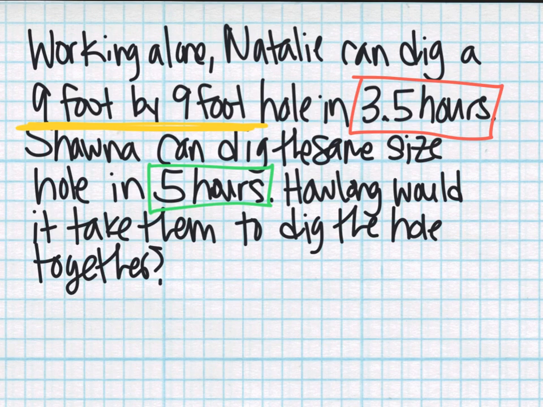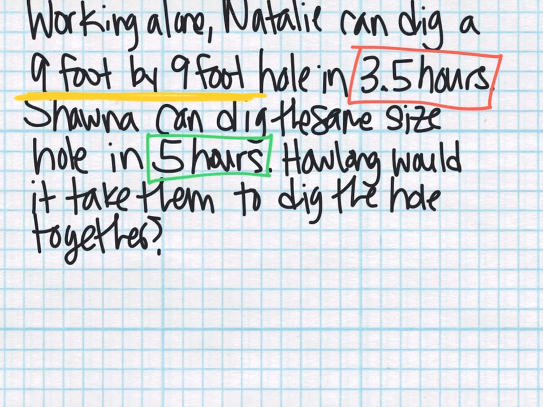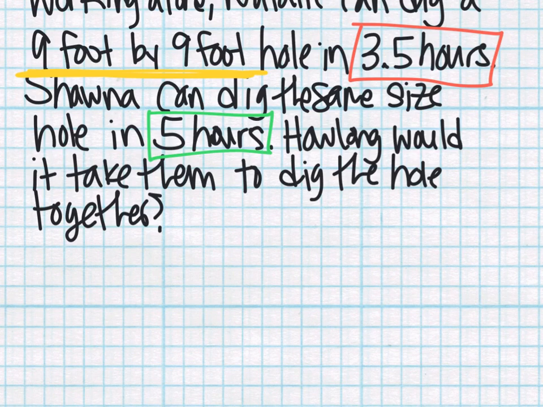So we can do similarly to what we did in the first example. I can say, how much of the hole do they dig in 1 hour? So I can say 1 over 3.5 plus 1 over 5. So Natalie can dig 1 over 3.5 of the hole in 1 hour, and Shauna can dig 1 over 5 of the hole in the hour.